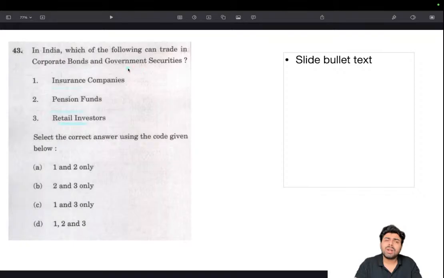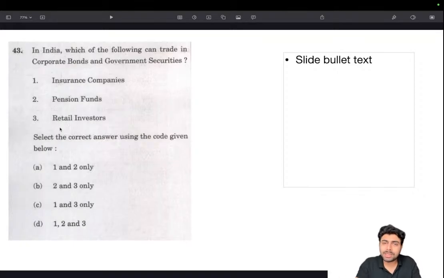Government securities is slightly tricky, because insurance companies can invest, and pension funds also can invest, because the government raises money through that sort of thing. But it has only been open to retail investors recently. That's the key. This is where the current affairs part of the question really comes into the picture. If you have a basic idea, you could arrive at 1, 2 or 1, 2, 3, and eliminate 2, so a 50-50 can be reached. But you need to know that recently government securities have been opened to retail investors like you and me.